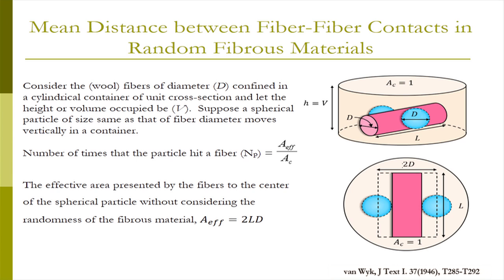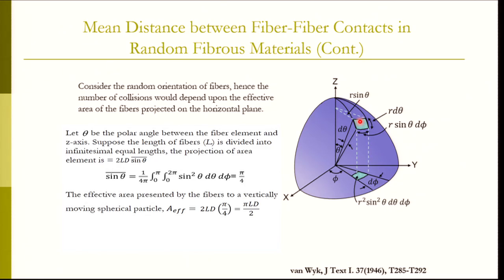So, the effective area presented by the fibers to the center of the spherical particle, without considering the randomness of the fibrous material, would be 2LD. In order to incorporate the randomness of the fibrous material, or the random orientation of fibers, the number of collisions would depend upon the effective area of the fibers projected on a horizontal plane. So, what we do is consider the fiber in a spherical coordinate system, and if theta is the angle between the fiber element and the z axis, then the area of the element must be multiplied by sin theta, because it is projected on the xy plane, because we would like to calculate the effective area on the horizontal plane.